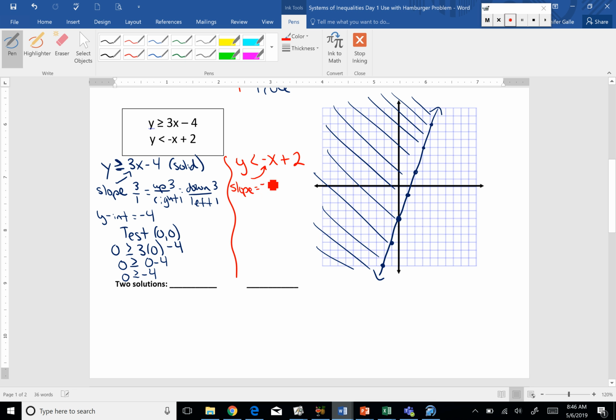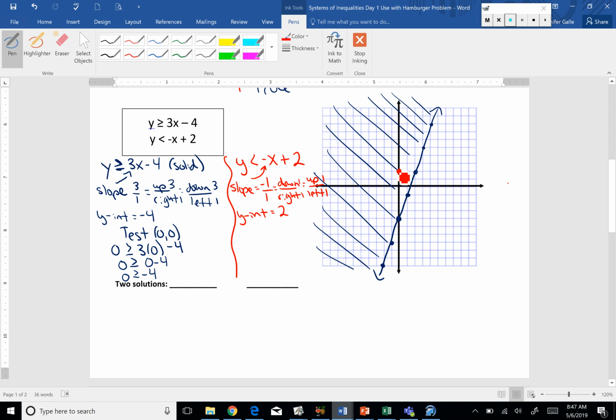Slope is negative 1. Put it over 1. So we could go down and right. I'm going to try to squeeze this in, or we can go up and left. There we go. And then our y-intercept is positive 2. I had some of you a little shaky on that last week if there wasn't an actual number written in front of x. Some of you were like, wait, Miss Golly, what's my slope? So I wanted to make sure we hit on one of those today together. So y-intercept of 2.